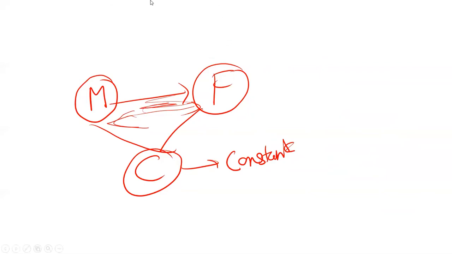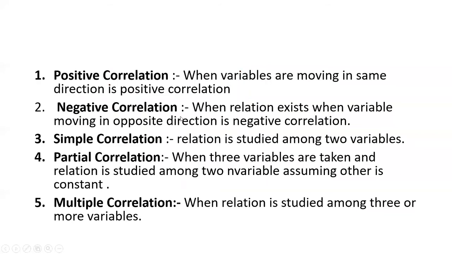So that will be called as partial correlation. Because there the child, who is one of the variables, is kept constant. So this was the partial correlation. I hope that example, jokes apart, you will remember this.